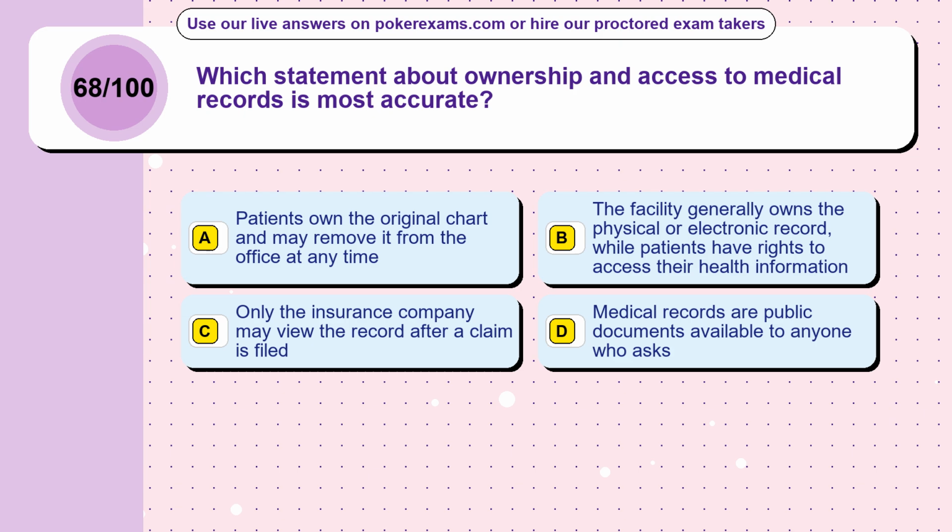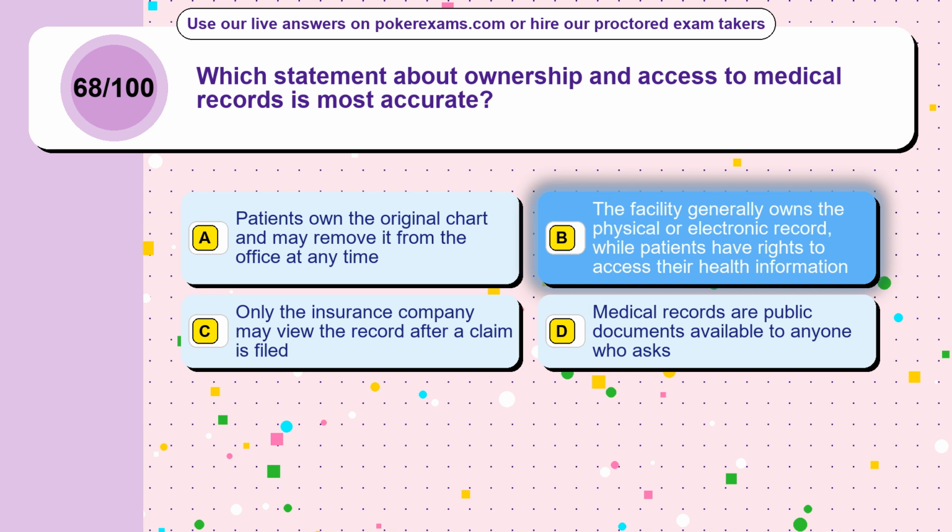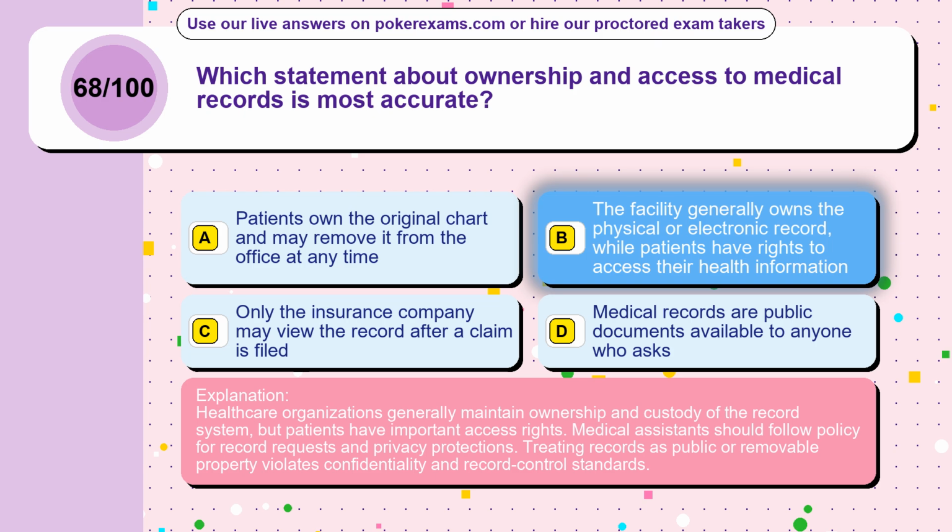Option D. Medical records are public documents available to anyone who asks. The correct answer is option B. The facility generally owns the physical or electronic record, while patients have rights to access their health information. Healthcare organizations generally maintain ownership and custody of the record system, but patients have important access rights.